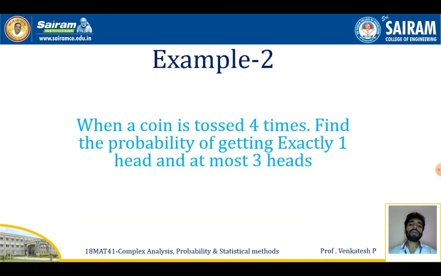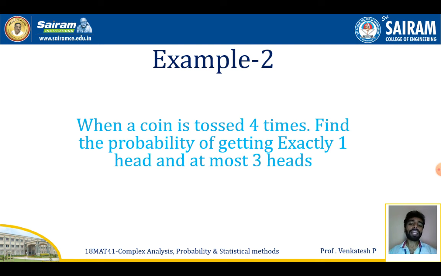So I'm taking one more example on binomial distribution, that is, when a coin is tossed 4 times, find the probability of getting exactly one head and at most 3 heads. So since here a coin is tossed 4 times, the number of trials will be 4. So I can take n is equal to 4. Find the probability of getting exactly one head.